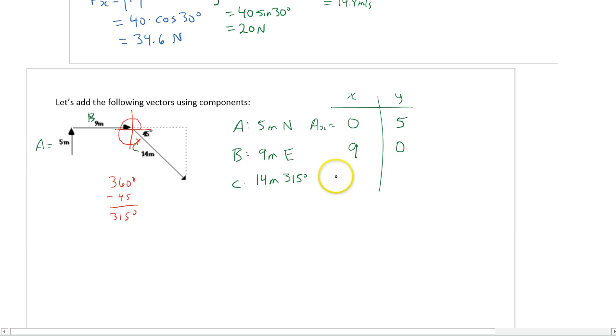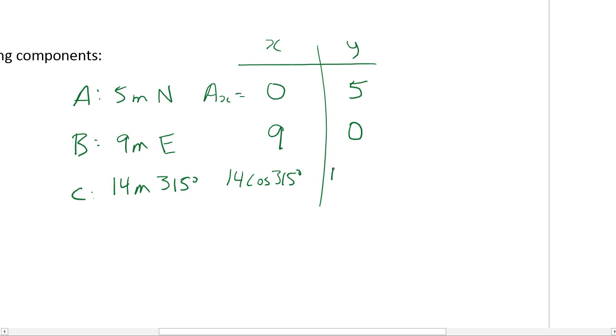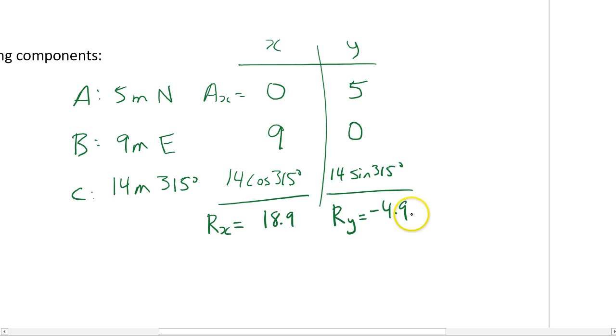So I'm going to say the x direction is going to be equal to 14 multiplied by the cos of 315 degrees, and in the y direction, it's going to be 14 multiplied by the sine of 315 degrees. Now here's something neat. You don't even have to take the time to type that in and then write down the number. You can do this all at once. So the sum of all the x directions will be the x component of the resultant. 0 plus 9 plus 14 times the cos of 315 degrees turns out to be 18.9. And the sum of all the y directions will be the y component of the resultant, and that will be negative 4.9. Let's see if we can make sense of that.